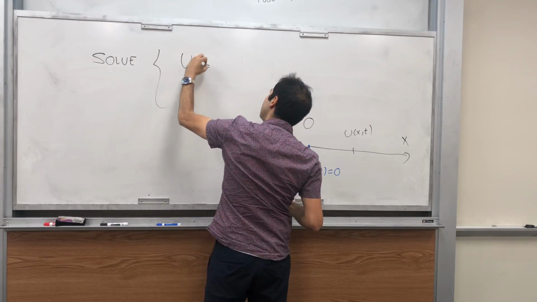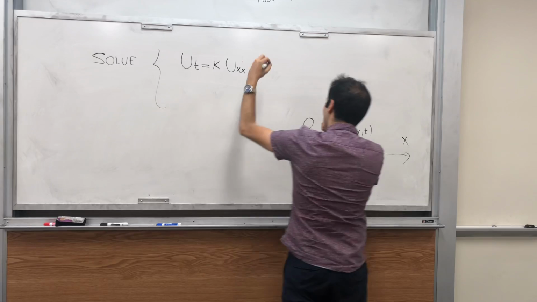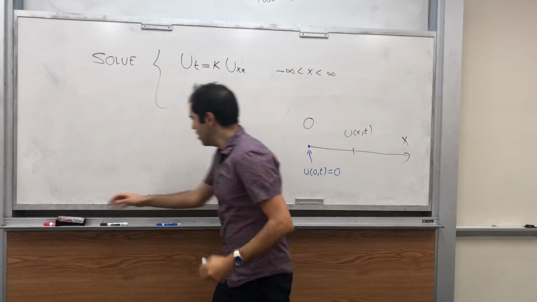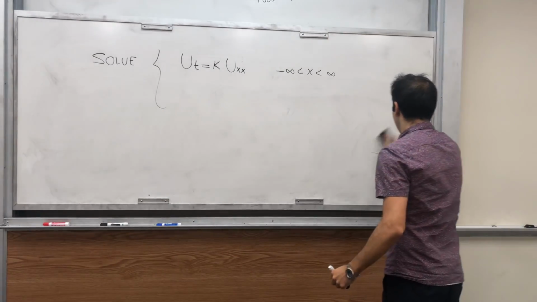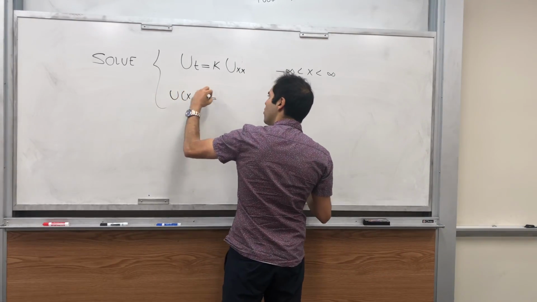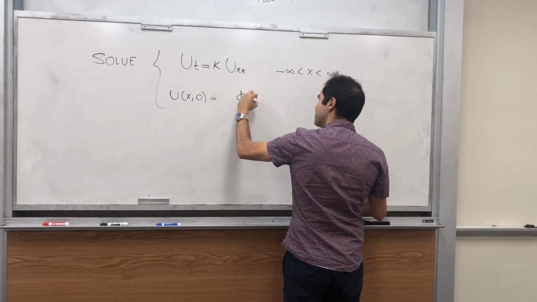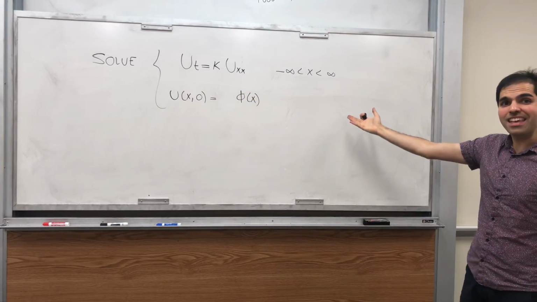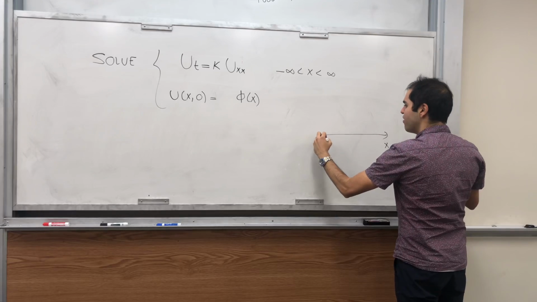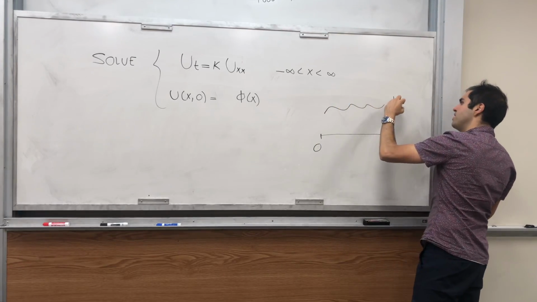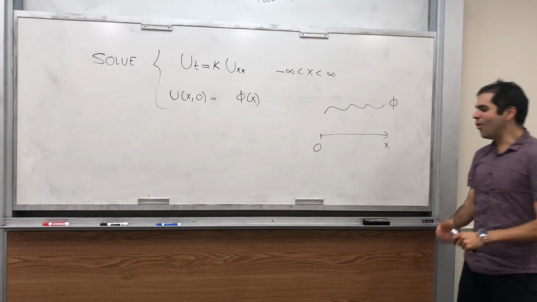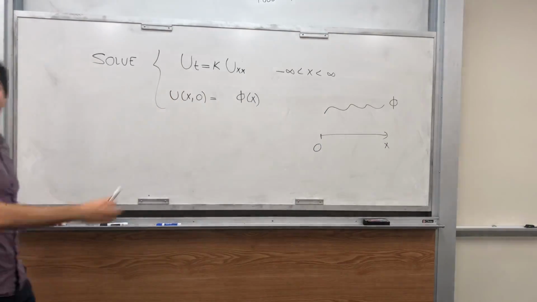Now solve u_t = k u_xx on the whole line, from minus infinity to infinity. Initially we want u(x,0) to be phi(x). But that doesn't quite make sense, because phi, the initial condition, is just defined for positive x. So the question is, how can we extend this phi to the whole real line? Well, just use phi odd.